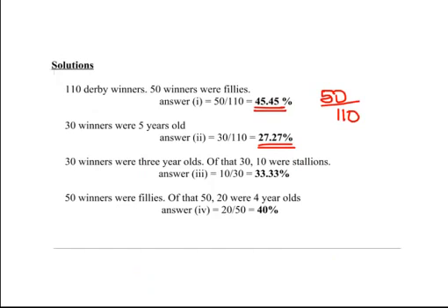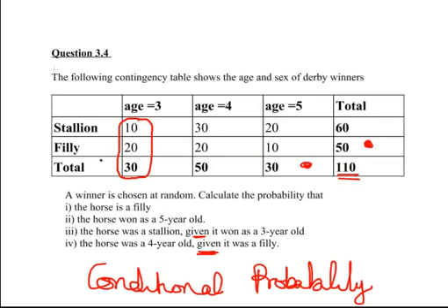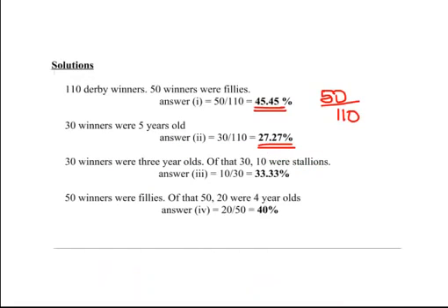33.33%. Now, 50 winners were fillies, and of that 50, 20 were 4-year-olds. So we're looking at the fillies first off. We'll find the probability that the horse was a 4-year-old, given that it was a filly. Let's go green here. So these are the fillies here, and there were 50 fillies, and of that 50, 20 of them were 4 years old. So 20 out of 50 is 40%.